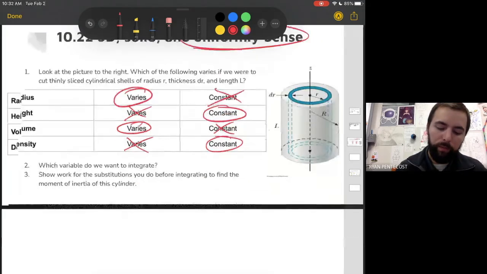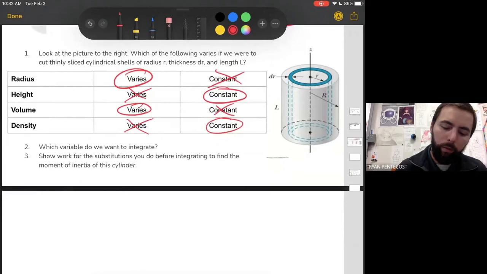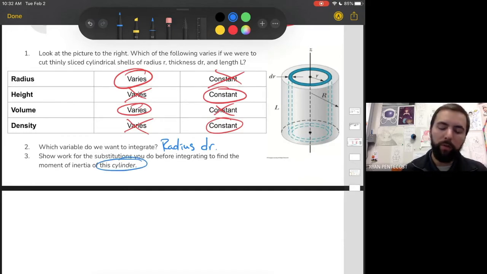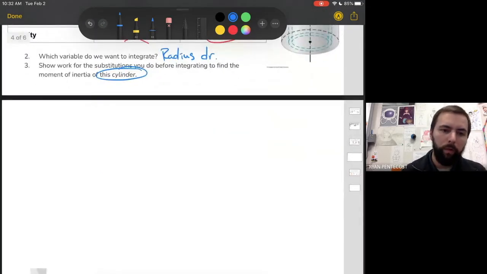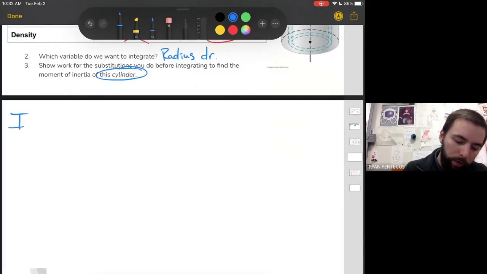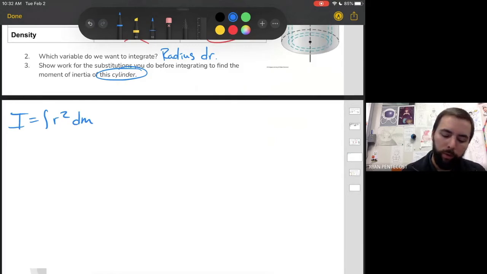Okay? Now here's the trick. Which variable do we want to integrate? Well, we want to integrate with respect to radius, right? We want dr, right? So if we want to integrate with respect to dr, let's show how we integrate the moment of inertia for this cylinder. Now we're not doing cylindrical shells, we're doing the cylinder. Now, we will start with I equals the integral of r squared dm. That is the definition of moment of inertia. We don't start with anything different.